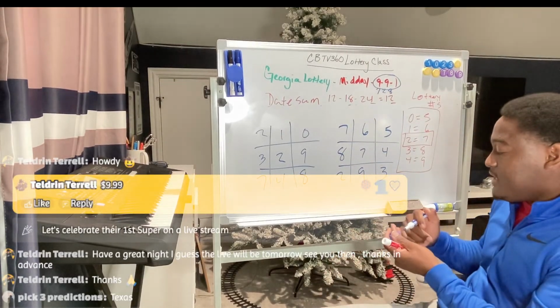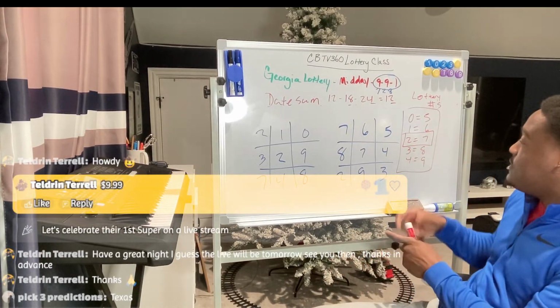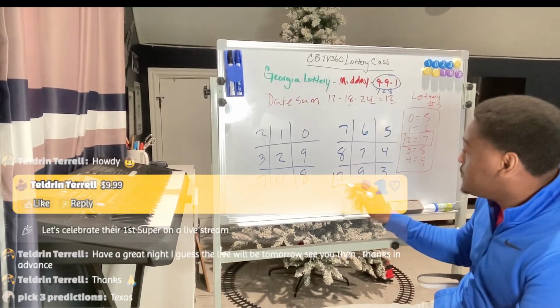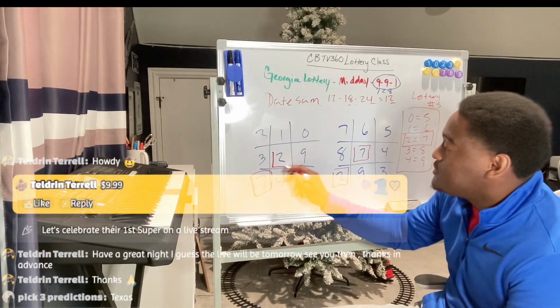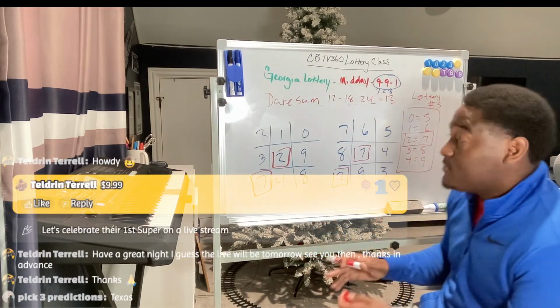And just like last time, we understand that our hot numbers are going to be your 2 and your 7, right? So this is going to be your hot number. Your 2 and your 7 is going to be the hot number.